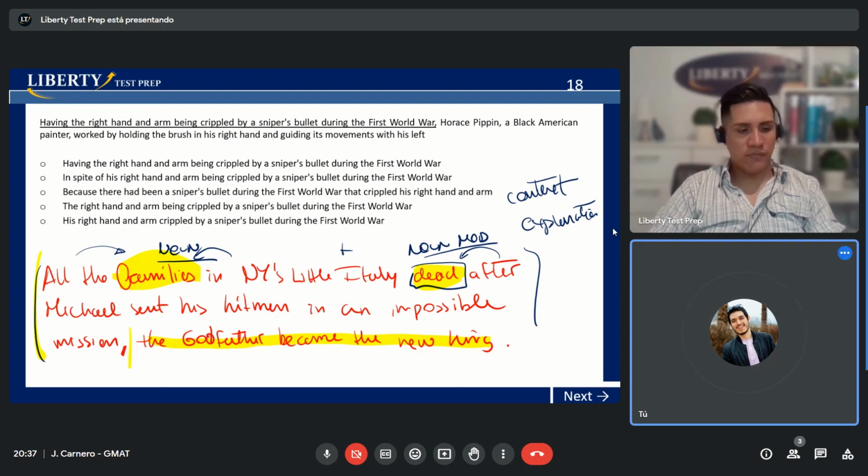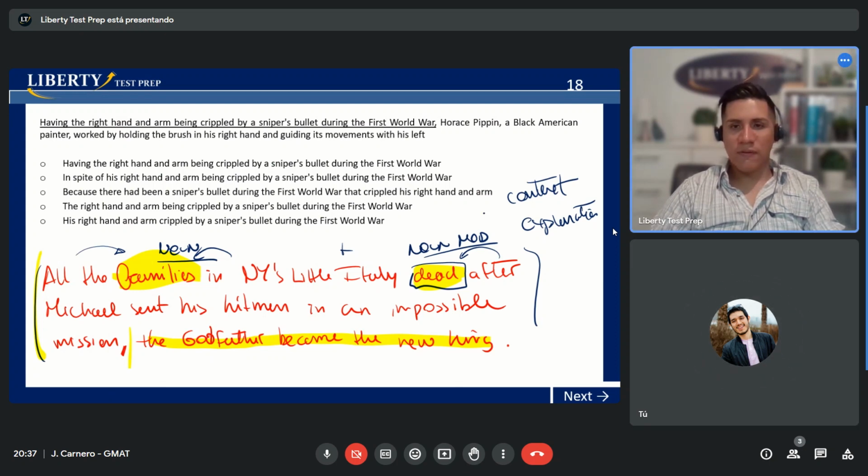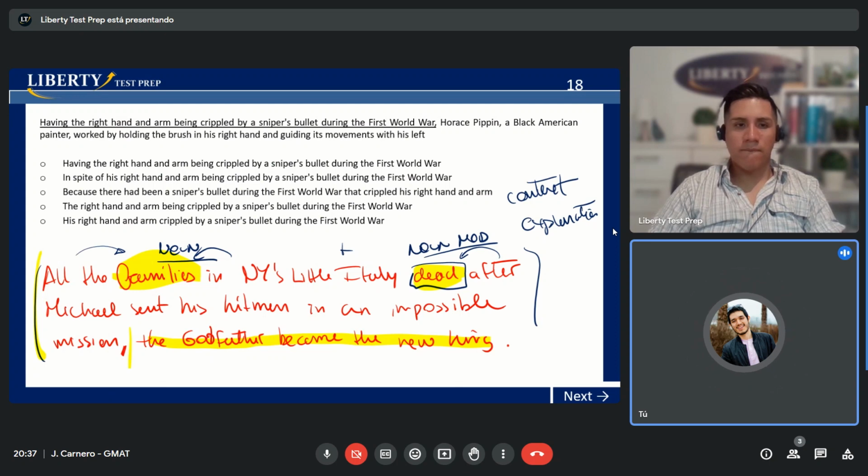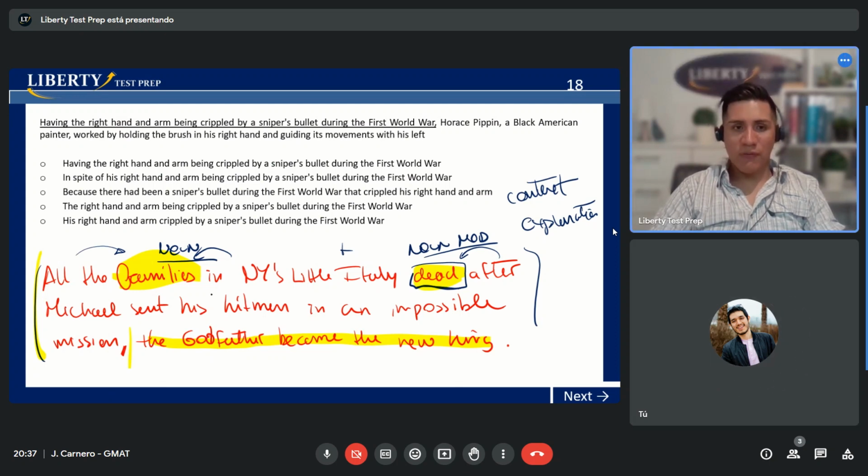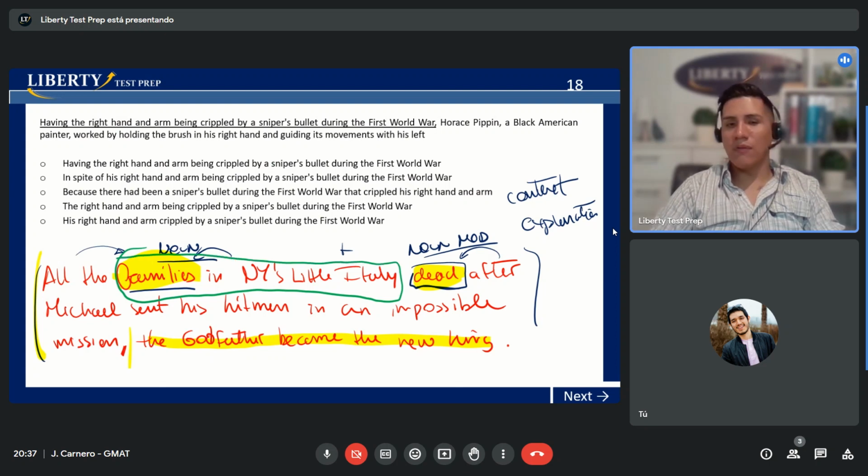He's not applying the touch rule. Yeah, I mean, the whole thing, dead is modifying families. It's applying the touch rule. Why? Because families is a noun phrase, so this whole thing is a noun. You see? That whole thing is a noun. So that is modifying families in New York, literally.